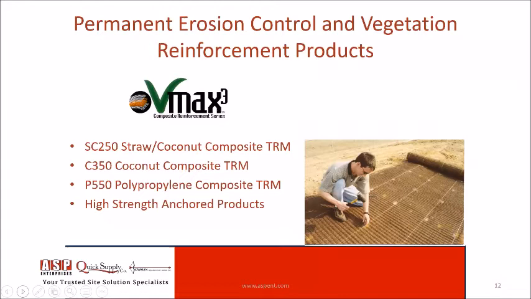There's definitely other ones out there and some that we still sell, but this is what we talk about the most. I don't think anyone was reaching too far when they named them. The SC, straw coconut. The C is coconut, and the P is polypropylene. As far as I know, the straw coconut and the coconut are the only products that are a composite TRM. So they have permanent function and they have that natural property to help germination and retain moisture.